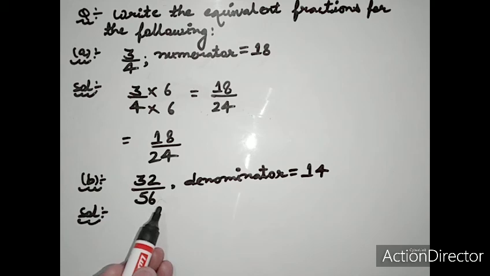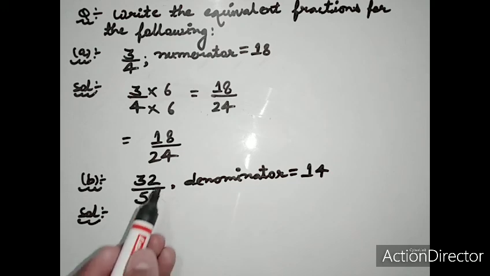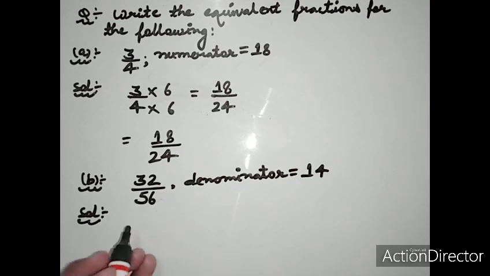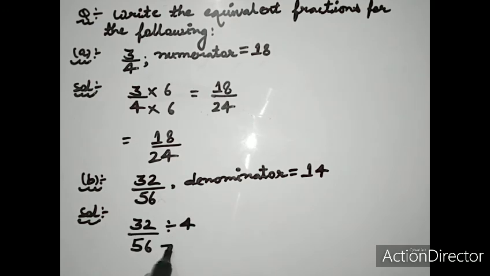So here you divide 56 and 32, meaning numerator and denominator, by 4. 32 upon 56 divided by 4. So here you get 4 8s are 32, and when we divide 56 by 4 we get 14 here. 4 1s are 4 and 4 4s are 16. So the equivalent fraction of 32 upon 56 is 8 upon 14.